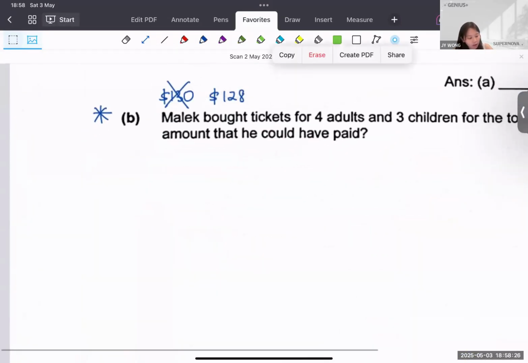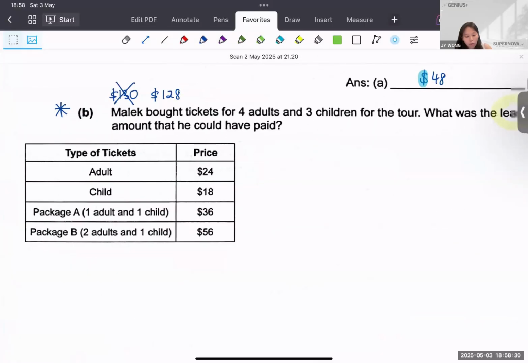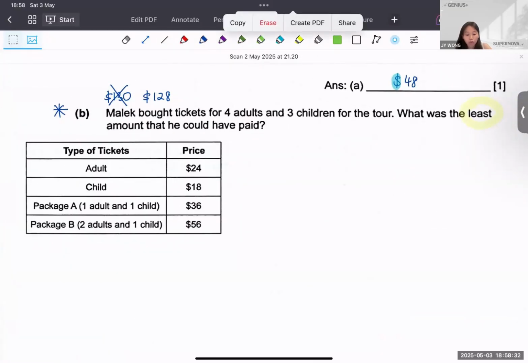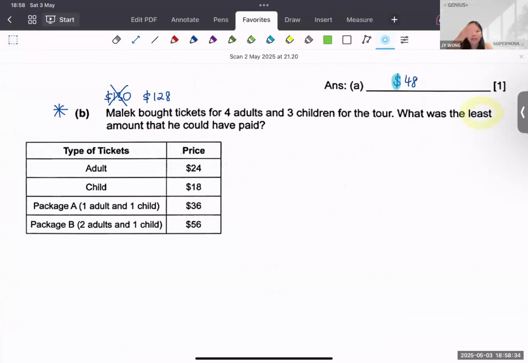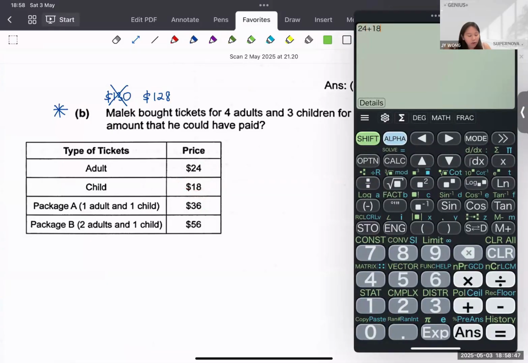So the first thing that people would naturally think of, if you have bought bundle deals before in real life, sometimes you buy a certain number of tickets as a family deal, you tend to pay cheaper. Is it true? You see, 1 adult, 1 child, 24 plus 18 is 42. But if you buy package A, which is 1 adult, 1 child, it's only $36. So it is cheaper to consider the different packages.